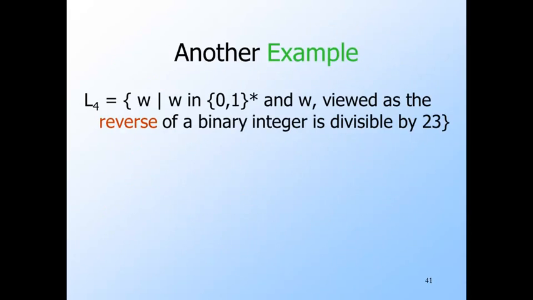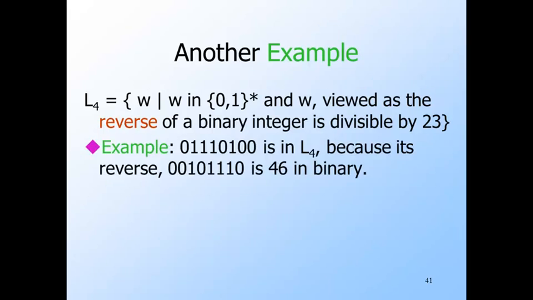Interestingly, another regular language is the set of all the binary strings that if we read the strings backwards, that is low order bit first, form a binary integer that is divisible by 23. And there's nothing special about 23. It could be any number in both this example and the previous one. So for example, 0110100 is in this language because when we reverse it we get 0010110, which has the value 46 in decimal, and 46 is of course divisible by 23.